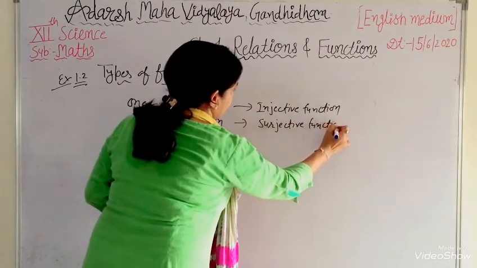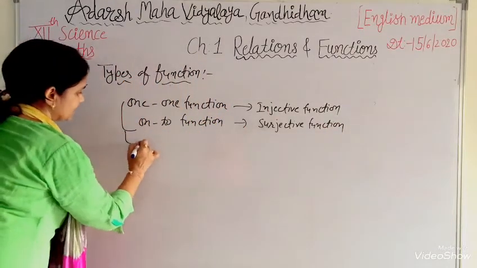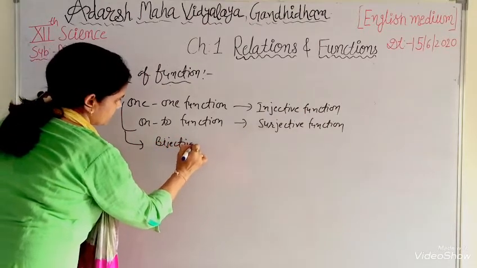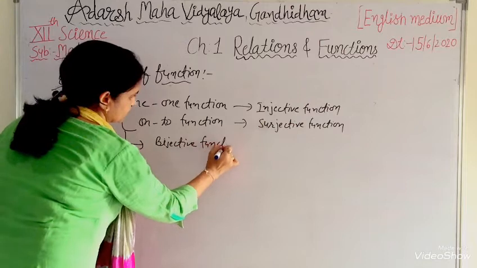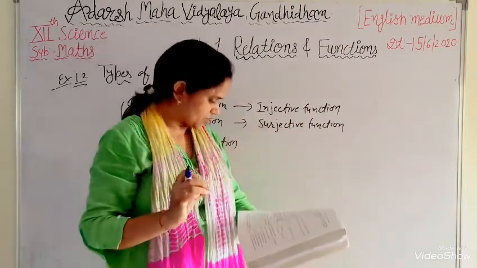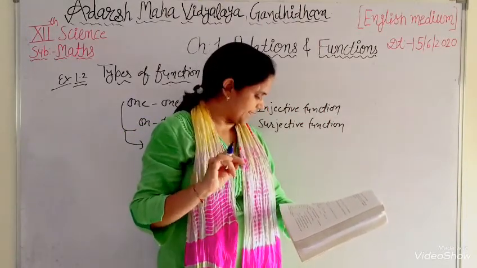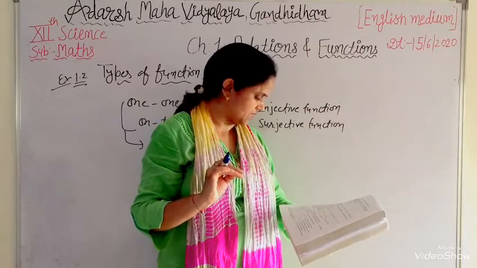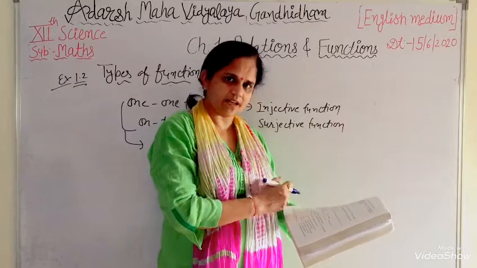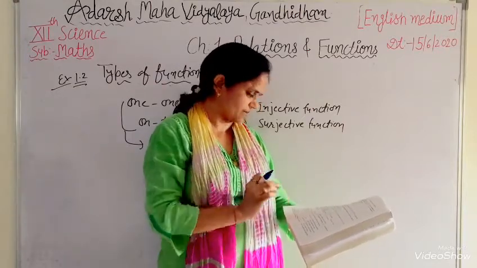If a function is both one-one and onto, then this function is known as a bijective function. Okay. Now, in question number 2, the first part is given: f from N to N given by f(x) equal to x square. This type of question, students, I have already solved. Okay, so move next. Question number 3.